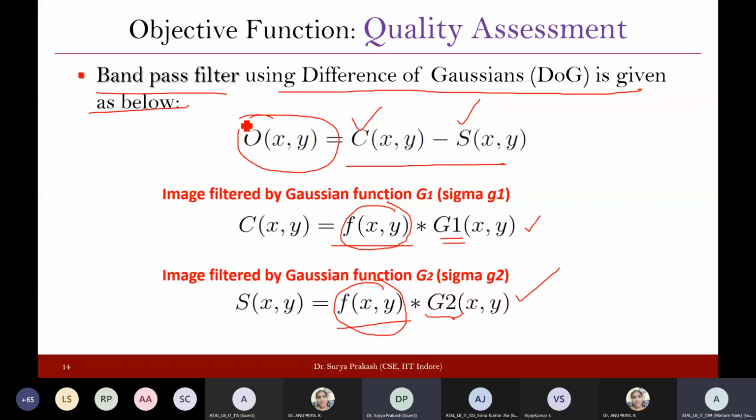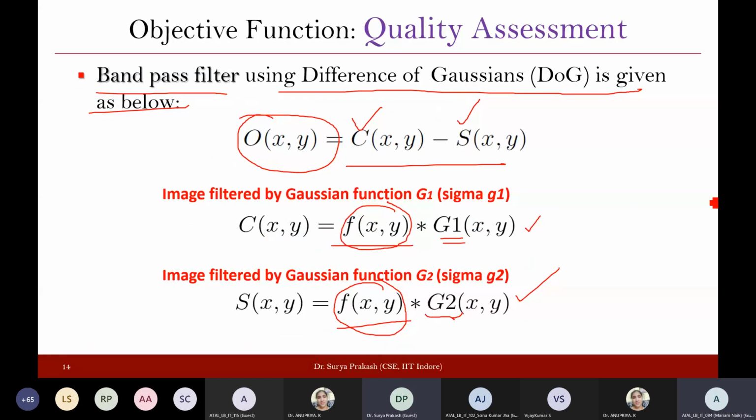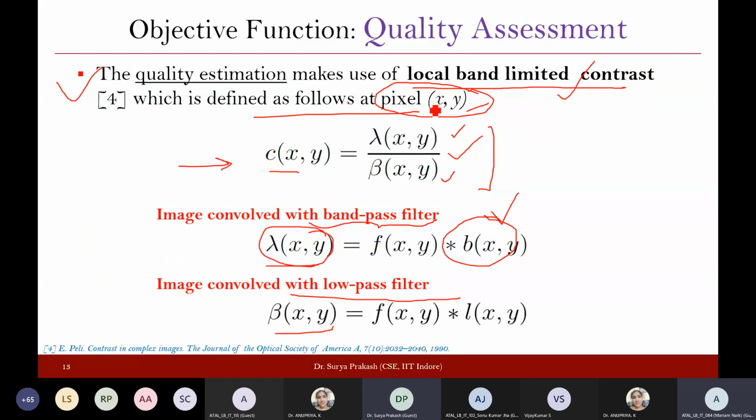So the question comes: in the previous slide I said this is band pass filtering, so how do you create that band pass filter? That band pass filter is created using the difference of Gaussians. And once you have this band pass filtered image, you can modify or rewrite this formula.